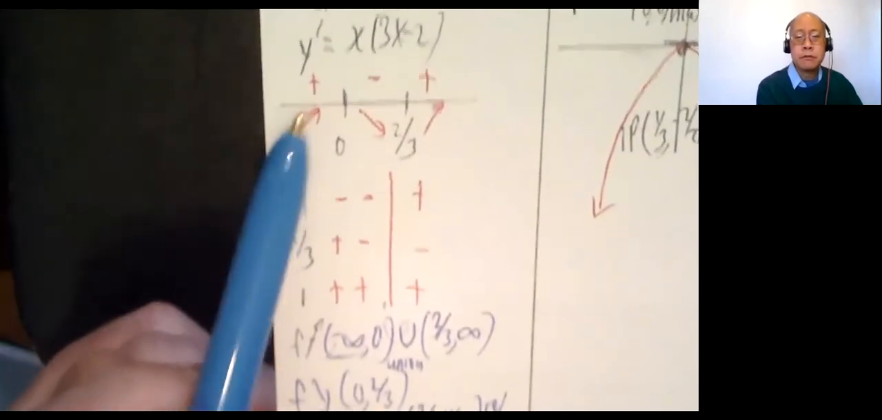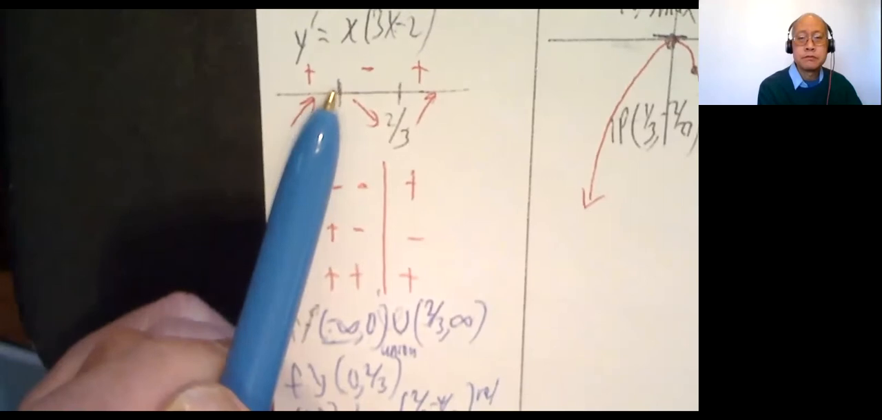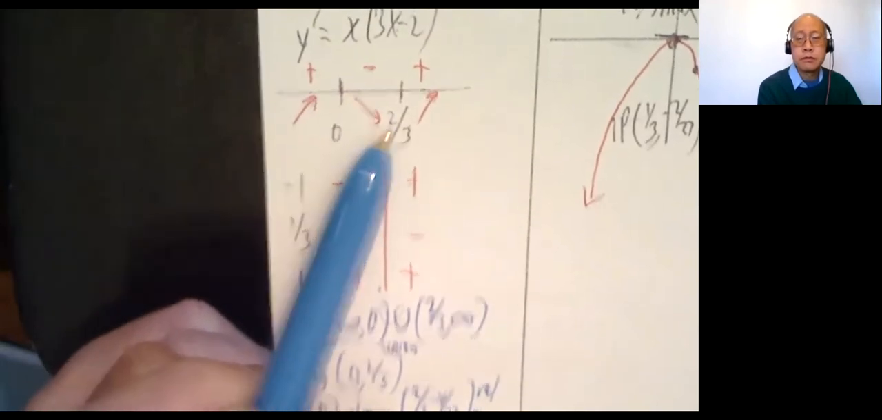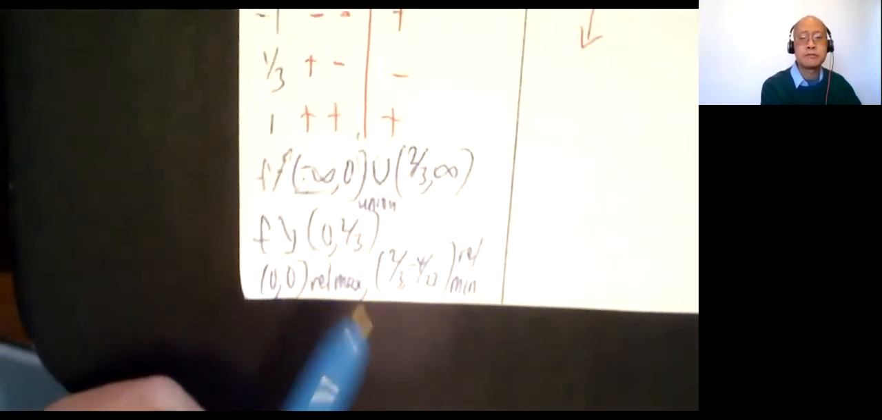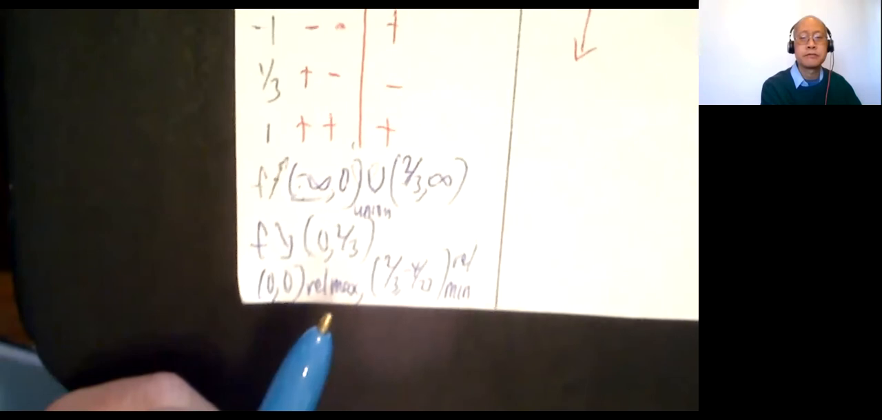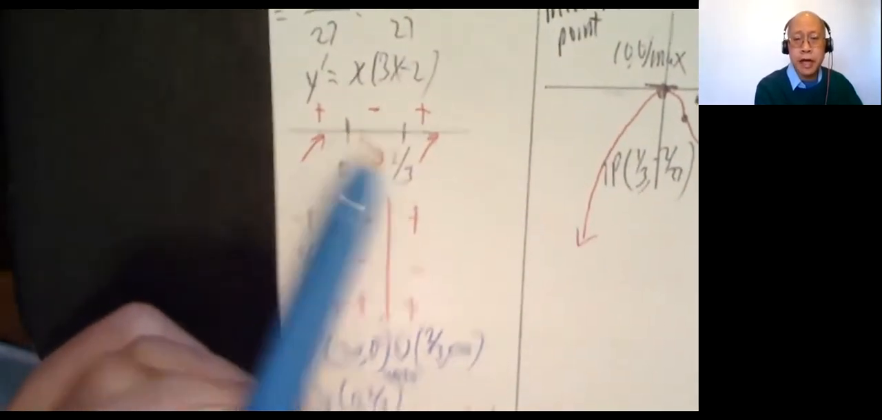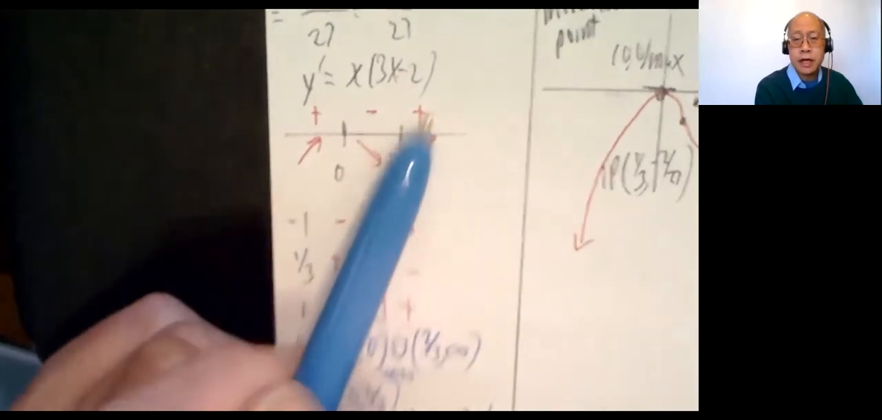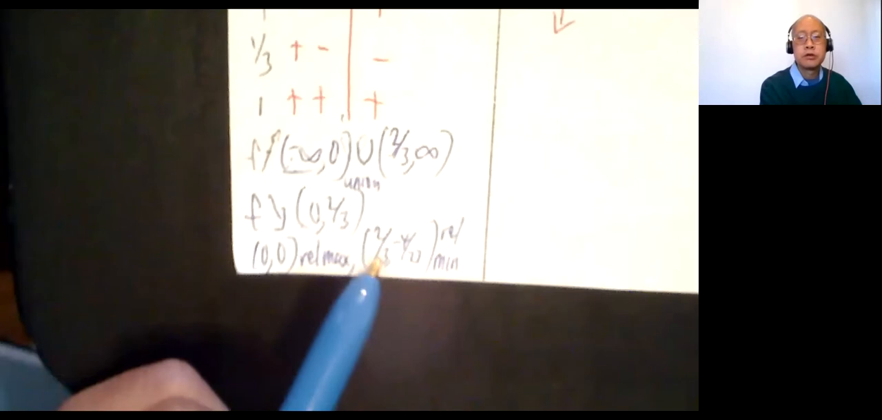All right, here we go. The roller coaster ride goes up, goes down. What does it mean about this point? Maximum. (0, 0) is a relative max. Sometimes we say local max. Okay, how about at 2/3? The roller coaster goes down, then it goes up. Well, if you go down, then you go up, you got a minimum. So (2/3, negative 4/27) is a relative minimum.